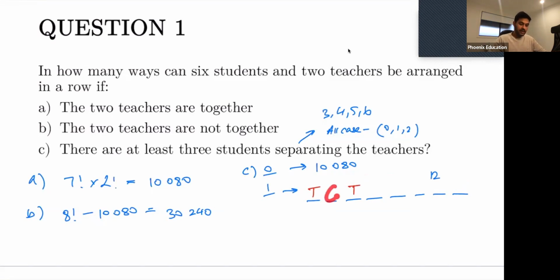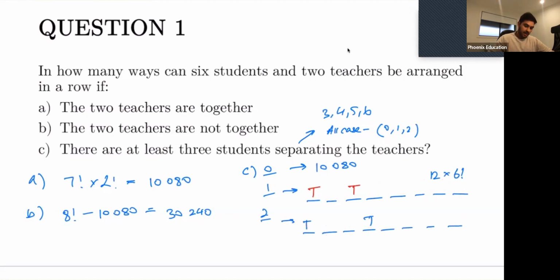And what we would then need to do is fill these gaps with the remaining 6 students. And then we can do that in 6 factorial ways. Okay, next, we have 2 students separating the teachers. Okay, so we have the same scenario again. Let's say we have 2 students this time. 1, 2, 3, 4, 5, 6, 7, 8.